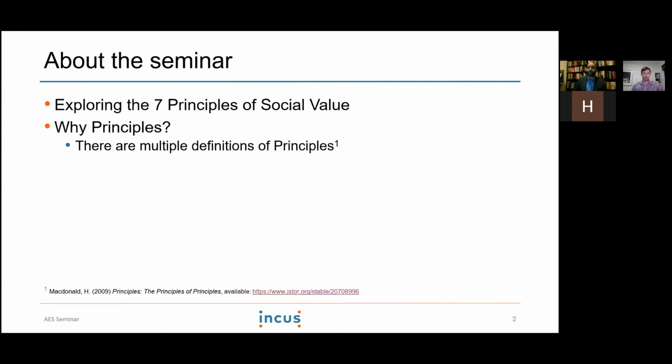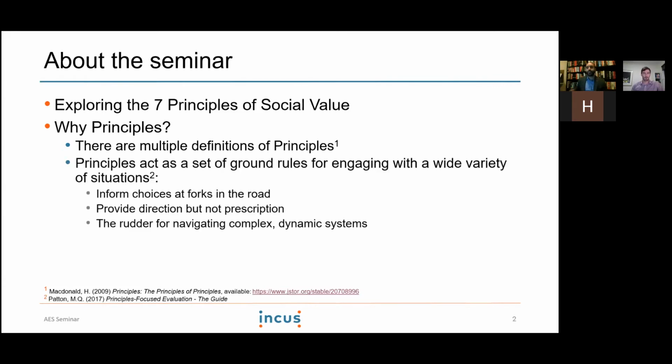For the purposes of our discussion tonight, the definition I want to use is probably one that people are familiar with when they think of principles, and this is adapted from Michael Quinn Patton's work on principles-focused evaluation. It's the idea that we have a set of ground rules for engaging with a wide variety of situations. The idea is that at any one time, no matter our role, no matter our organization, we are limited individuals dealing with limited information, trying to make decisions, often quite complex decisions for quite complex problems. So what principles do is that they inform those choices at the forks in the road.